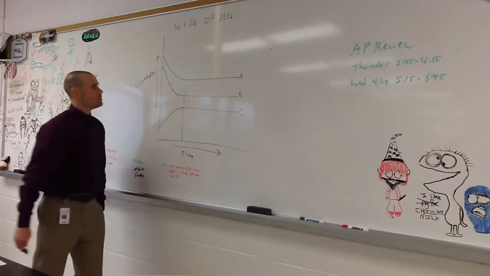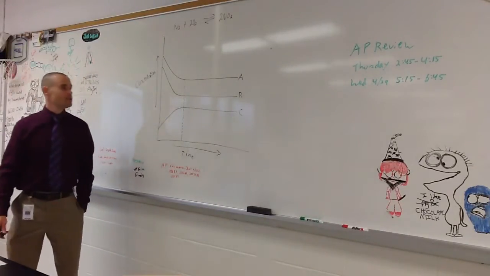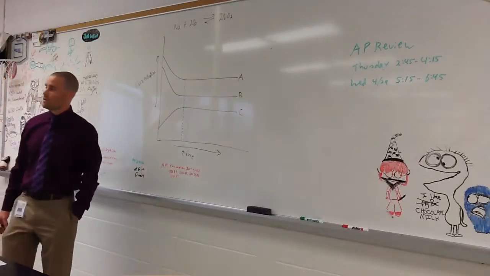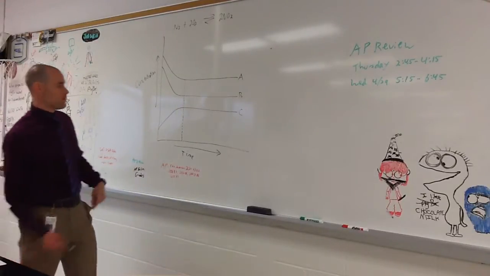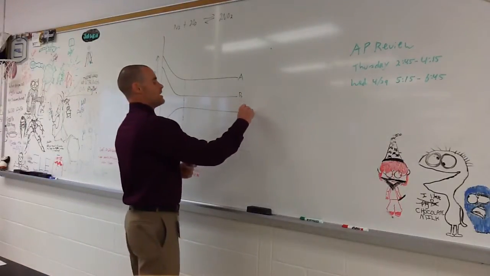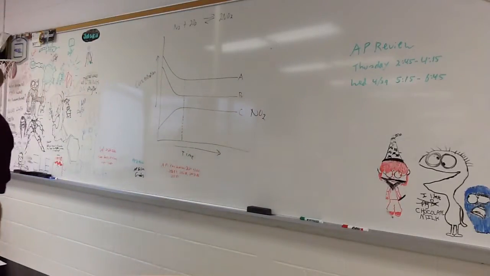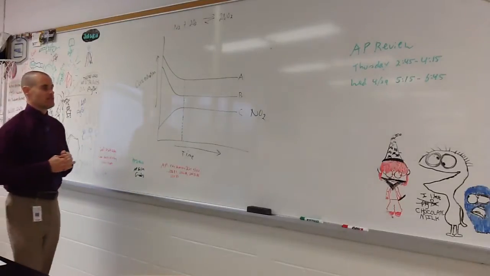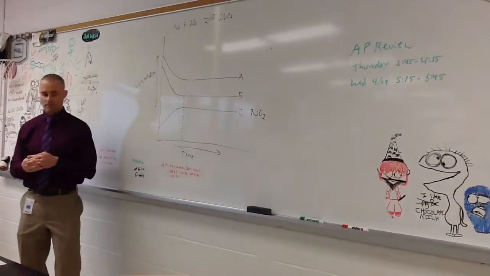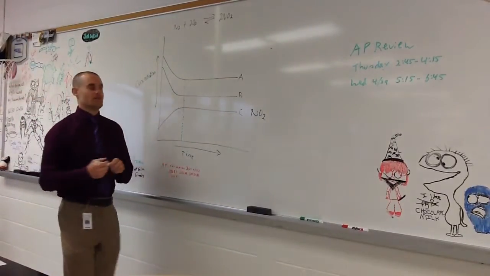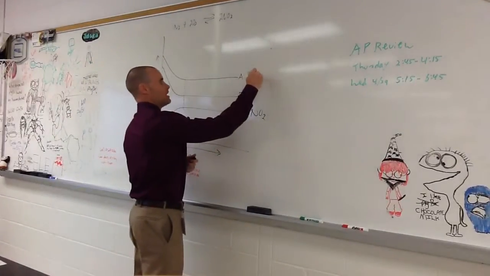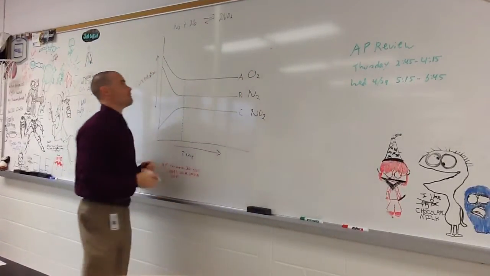A is N2. B is 2O2. C is 2NO2. You got one of them right. C is the NO2. C is definitely the NO2. Pay attention, please. C is definitely the NO2. But we're going to flip what they say. O2 is A, N2 is B.